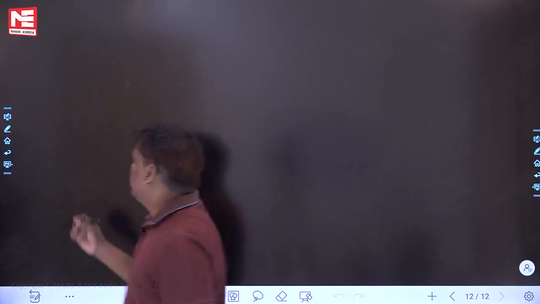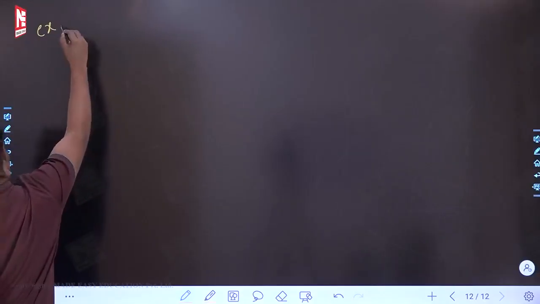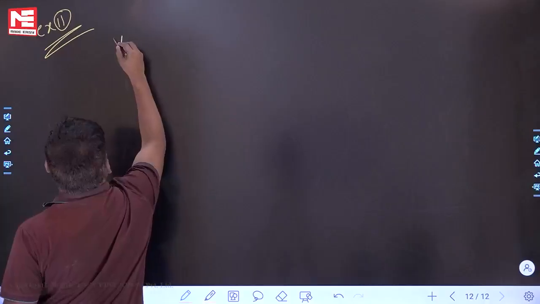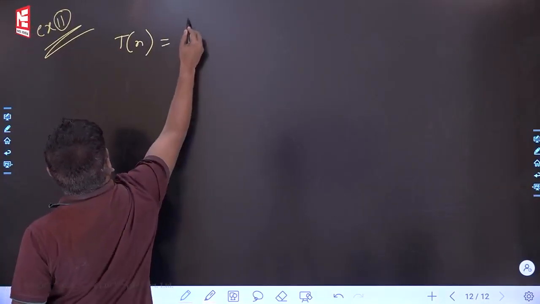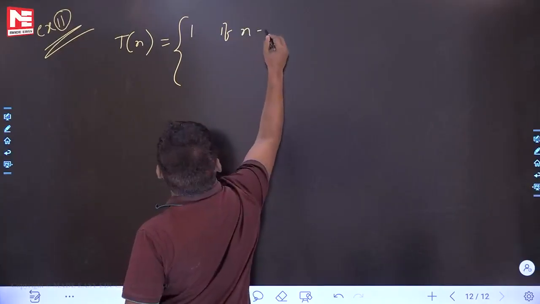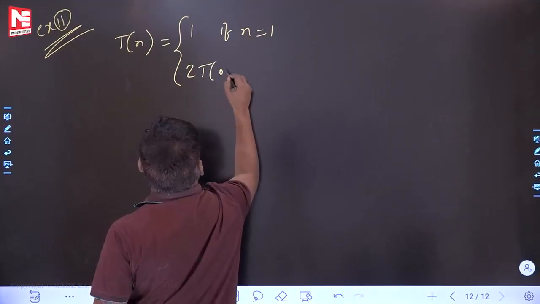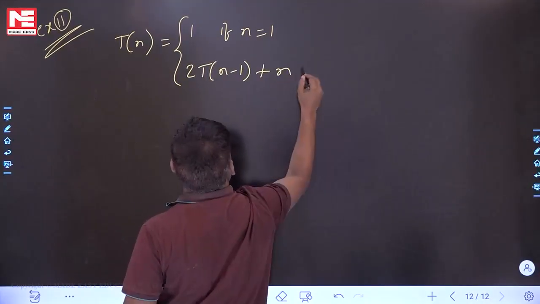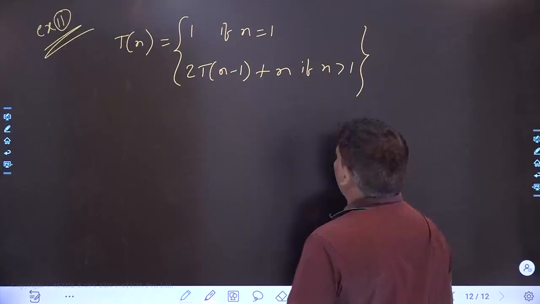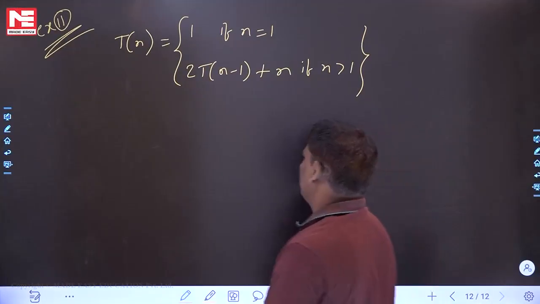Let's see the next problem, one more problem. See this. Example 11. Let's see the next problem. Tn is equal to 1 if n is equal to 1, otherwise 2T(n-1) plus n if n is greater than 1. Right?